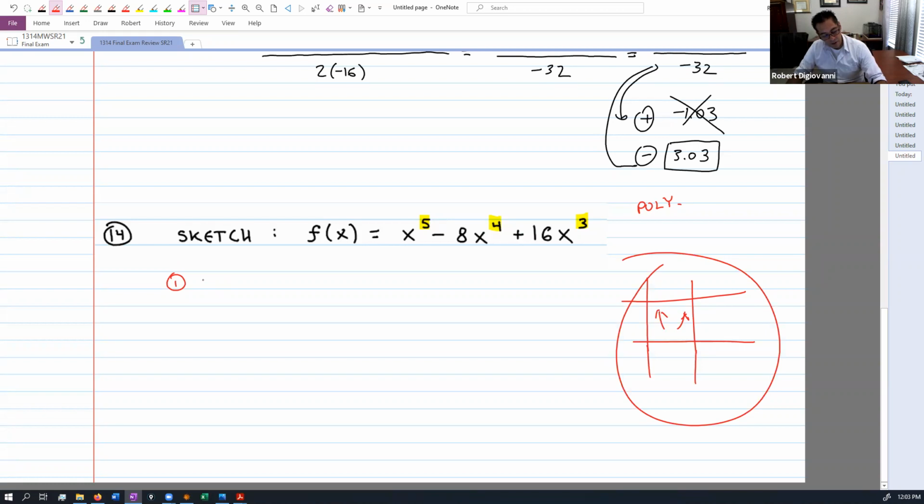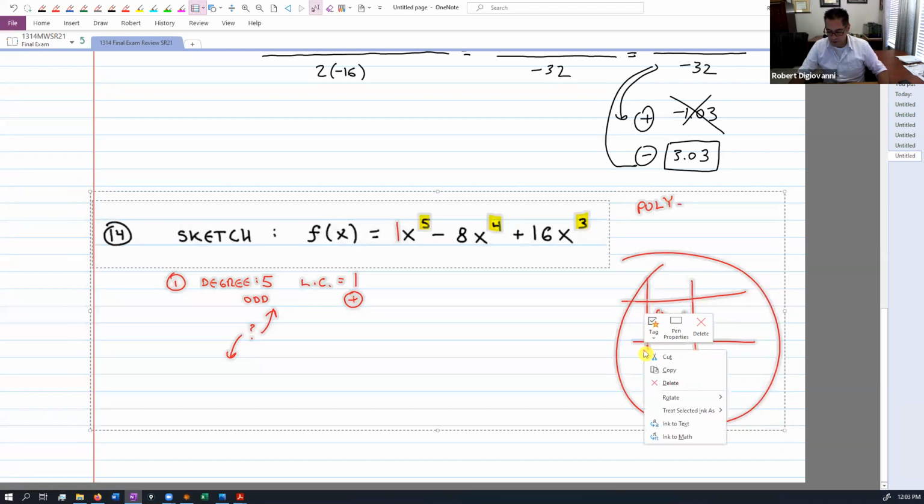For this, the degree is 5, and the leading coefficient is the 1 in front. So we have an odd degree and a positive leading coefficient, which tells us that the left side will go down and the right side will go up. In the middle, we don't know. I'm not going to have enough room, so let me grab this.